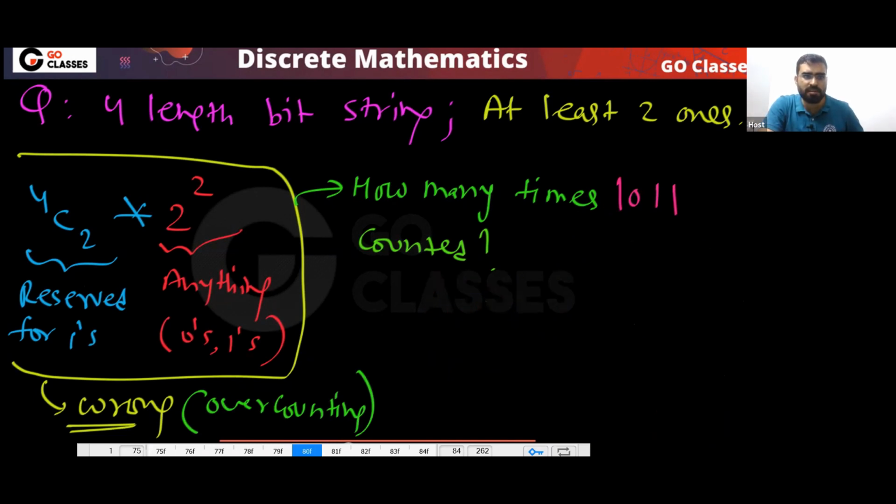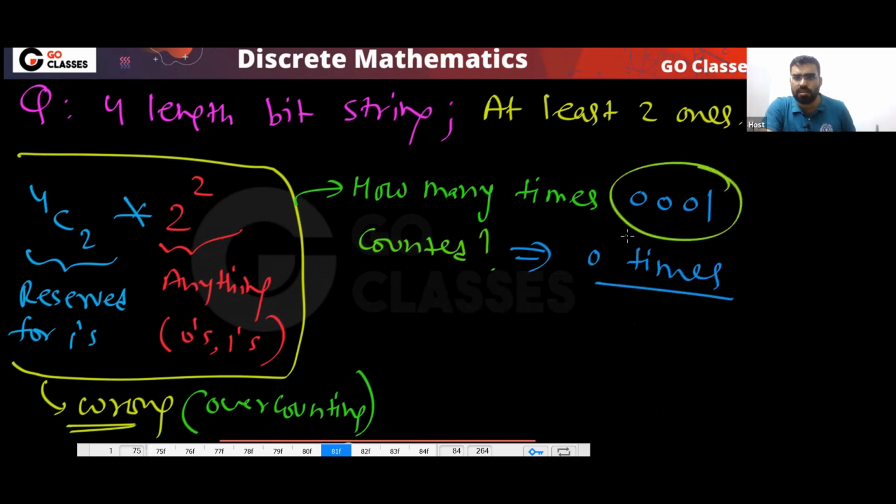And what about this string? Finally, just one last variation. How many times have we counted this string? 0 times. This is an invalid string. This string we have not counted.